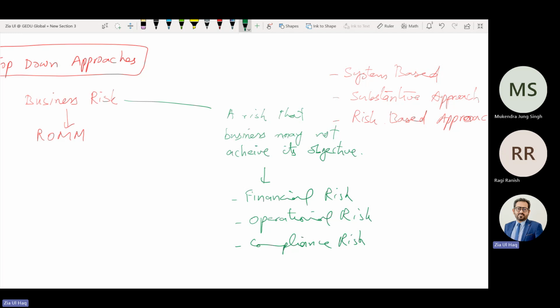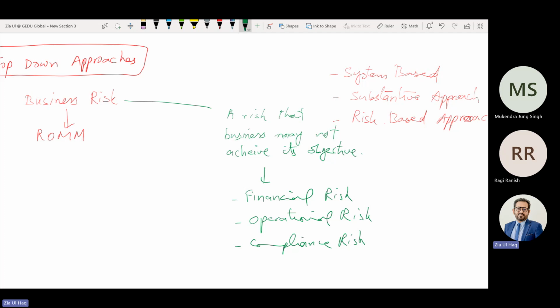What is operational risk? Issues in the business operation. Employees are not properly trained, so they will not be able to provide high quality goods or services to the customers, and customers will not be satisfied. The company will lose sales. This is operational risk. Ultimately, it will affect the business objective, meaning profit. But the issue is where? In operation. Employee turnover is high.